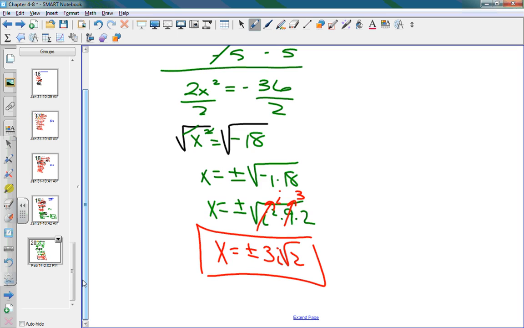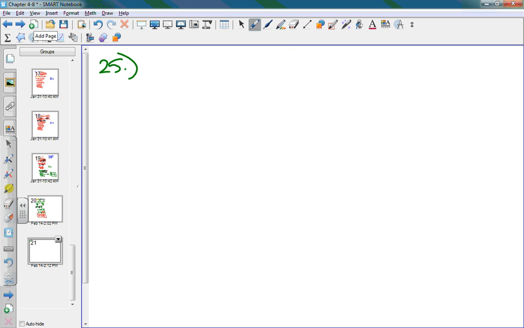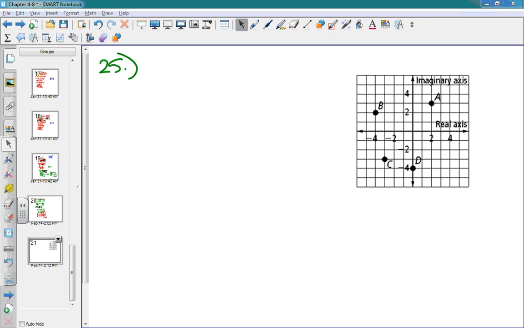And if you're looking at 25 on your paper, 25 tells you that you have something that looks like this. Now, all they want to know here is what is letter A. Letter A, ordered pair, is going to be the real axis. It's going to be 2 units. And then from there, I'm going up 3 units on the imaginary to give you 2 plus 3i. That's all it's asking for.